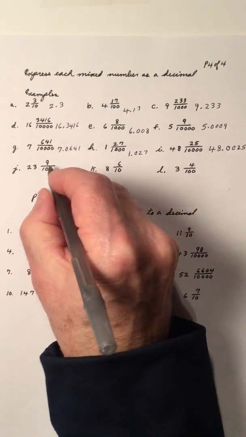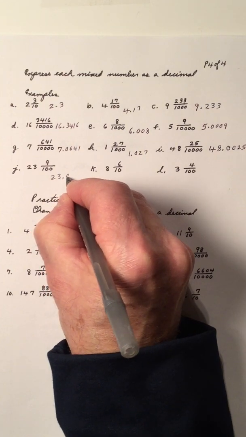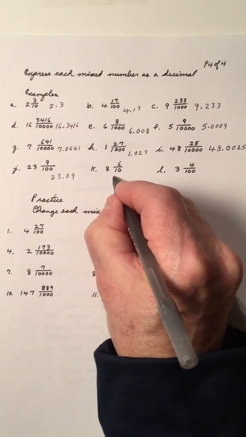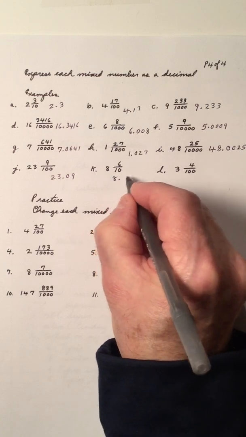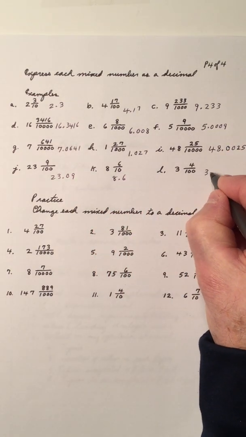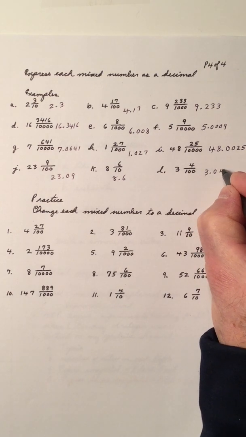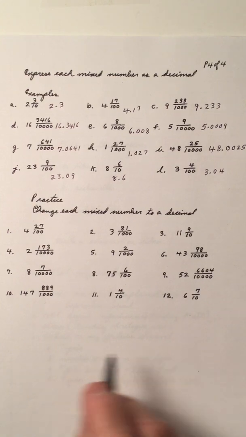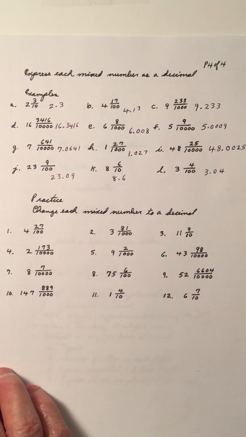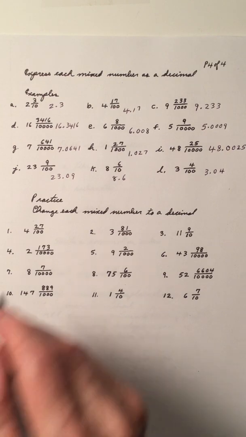23 and 9 hundredths. The 9 goes in the hundredths place, that's the second. 6 tenths, the 6 goes into the tenths place, first place after the decimal. 3 and 4 hundredths, so the 4 goes into the second place to the right of the decimal. Write these down, pause the video, do your answers, and press play.